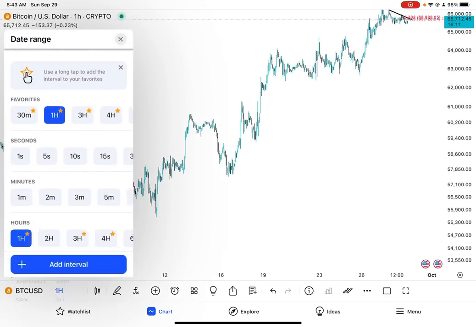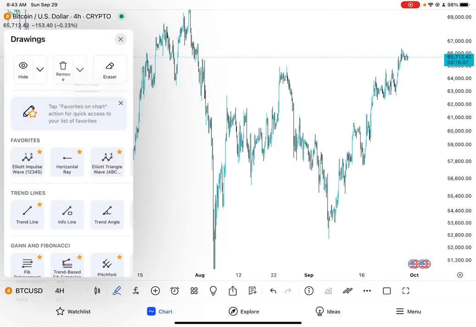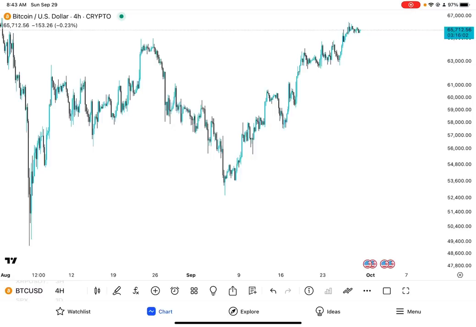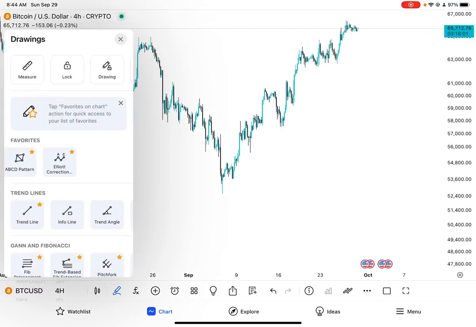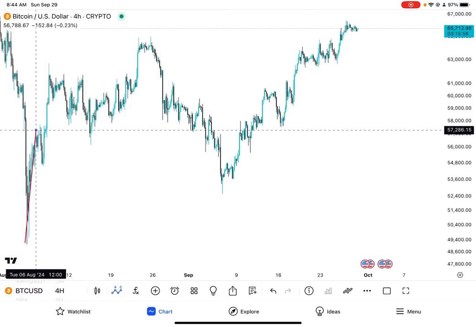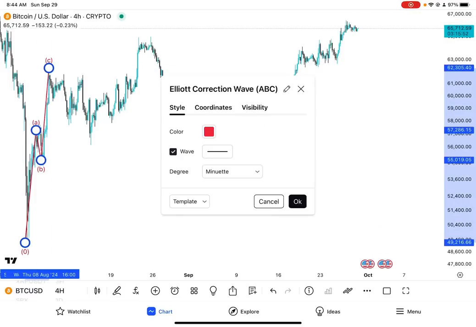Let's take a look at Bitcoin over here, and I'm going to show you this analysis on a fresh chart. We're going to do this analysis right from scratch. So what we have over here is an ABC to the upside, right? So this is your A, B, and then your C wave up, right?